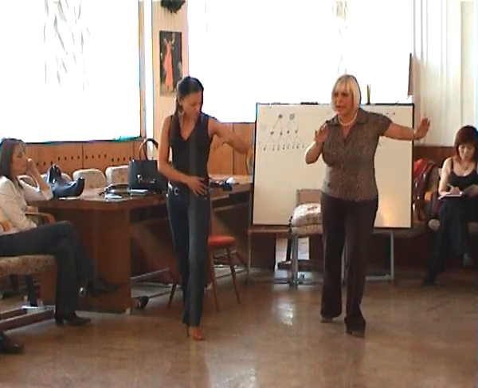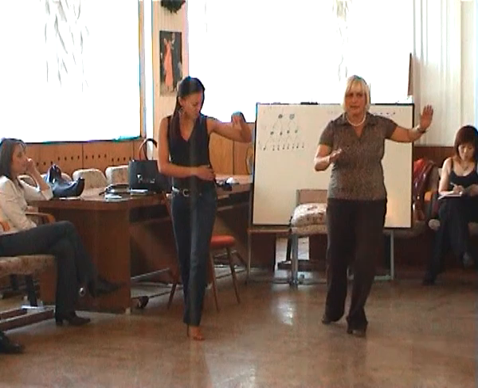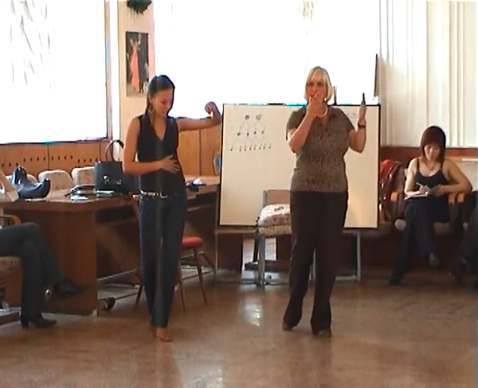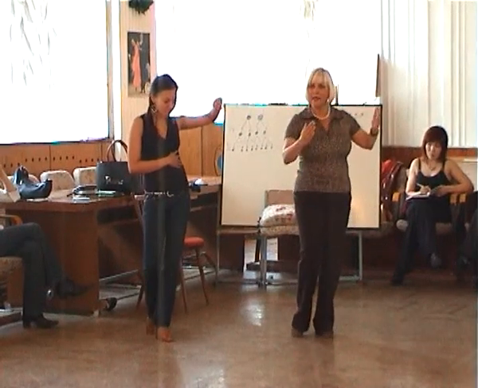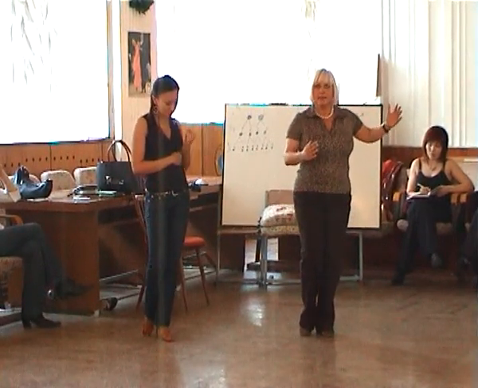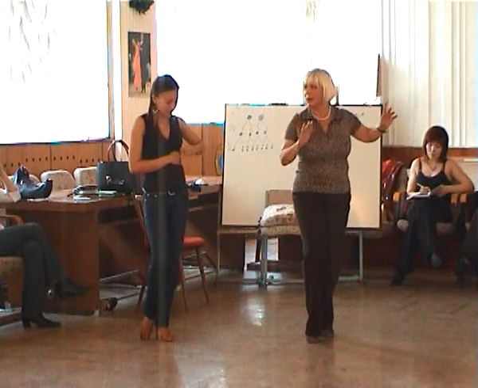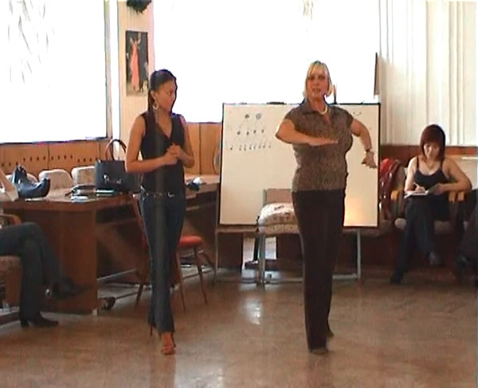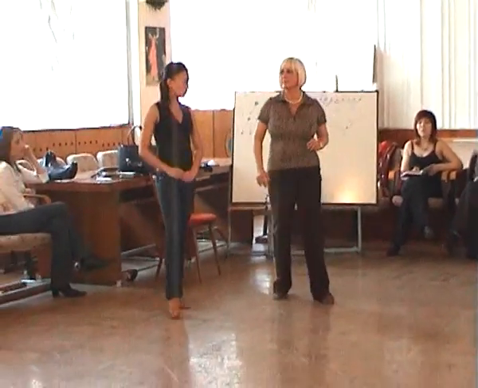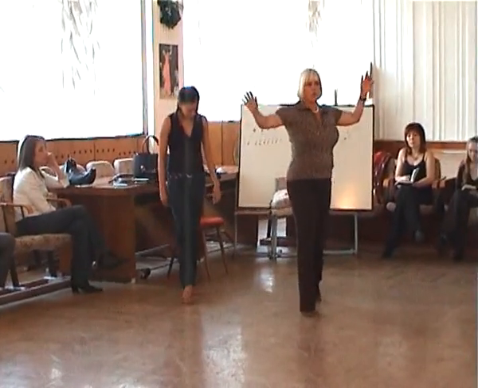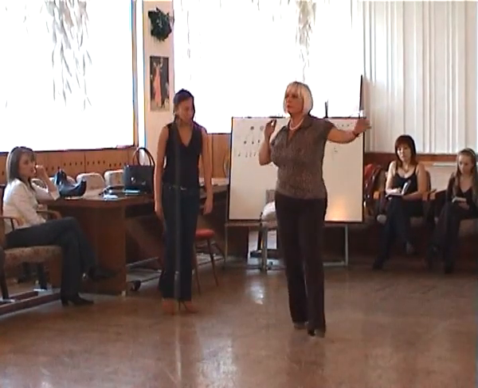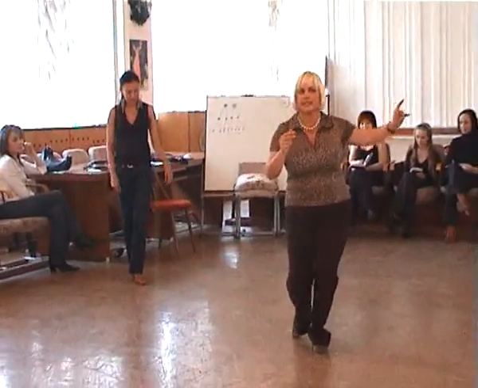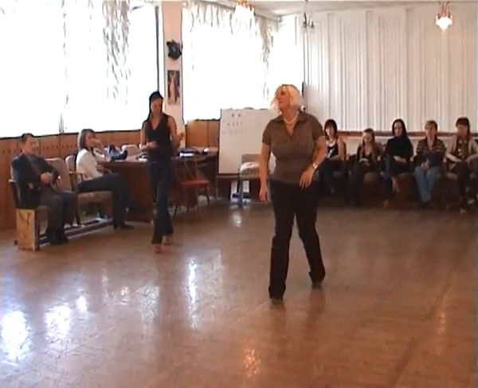6 going down. 7 rotating the body, already going up. The 8 is the passing, and the 1 is again the highest point. So we have 1, 2, 3, 4, 5, 6, 7, 8.